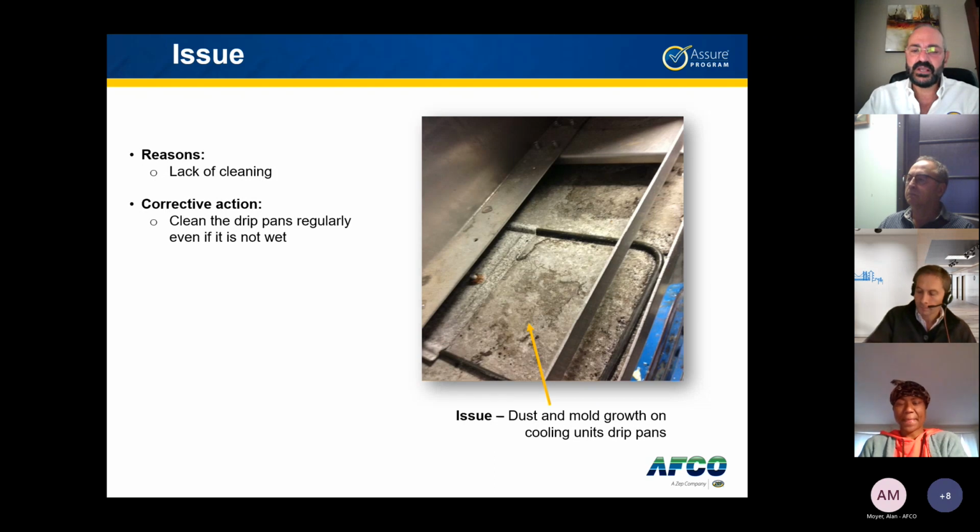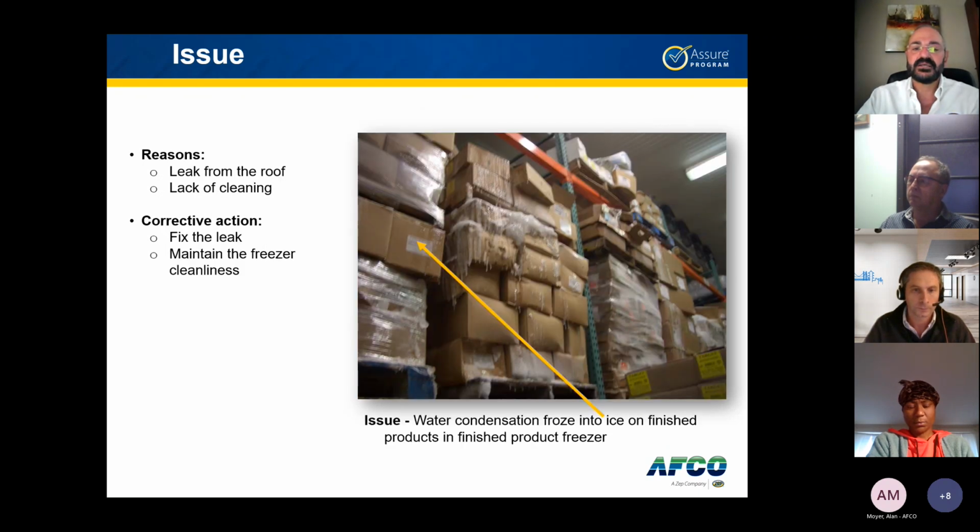This is dust and mold growing on the cooling unit's drip pan. Look at that. At some point, the drip pan had water in it, then it started getting drier and drier and drier. Mold grew in there. They didn't clean those. You have a mold problem in the plant, and they don't know where it's coming from. It's from their drip pans. It's mold caked up on those drip pans. Of course, their spores are going to spread all over the plant and contaminate the walls. So all these drip pans of the ceiling cooling units have to be cleaned.